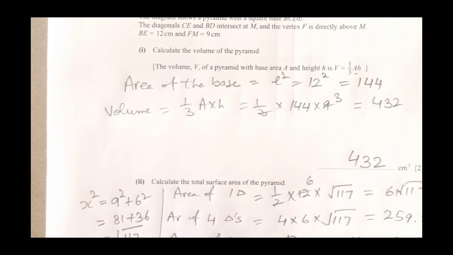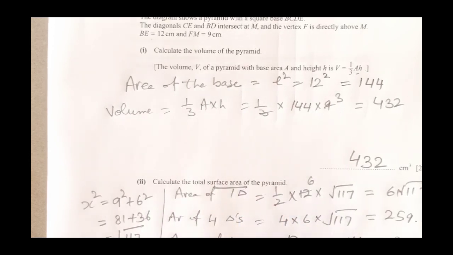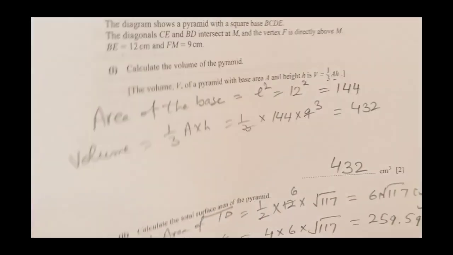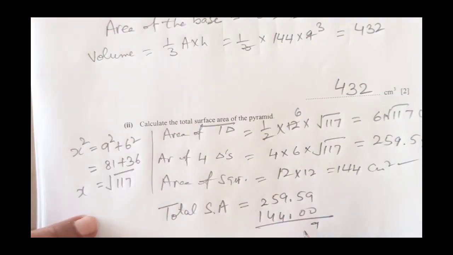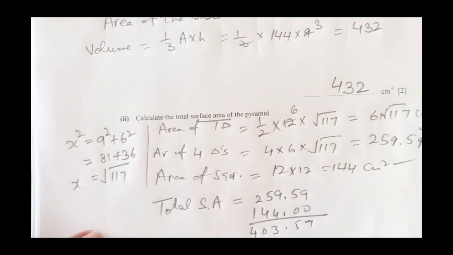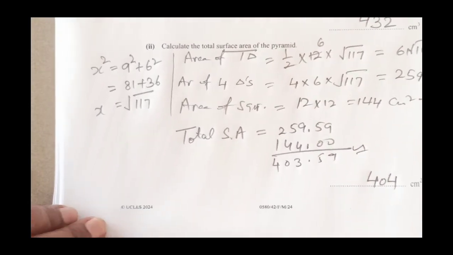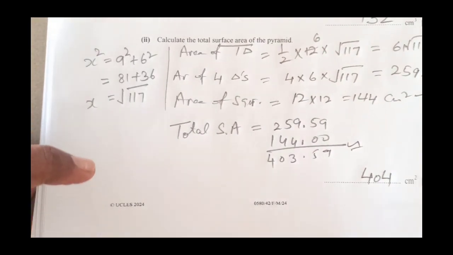So total surface area, we are looking for total surface area, that is going to be 259.59, this one plus this one, 144, right? So this is 403.5. So we can approximately say it is 404 centimeter square, right? So that was part 2.